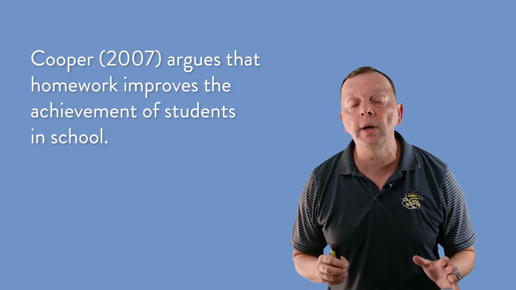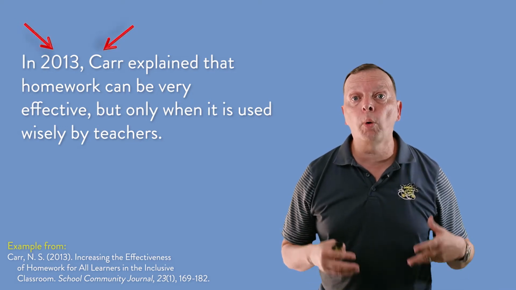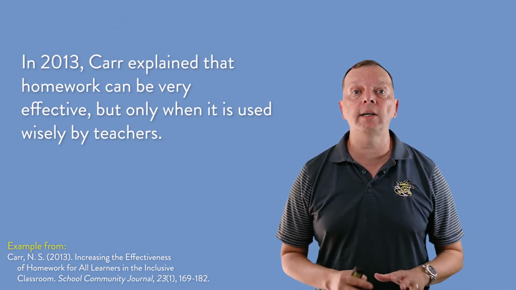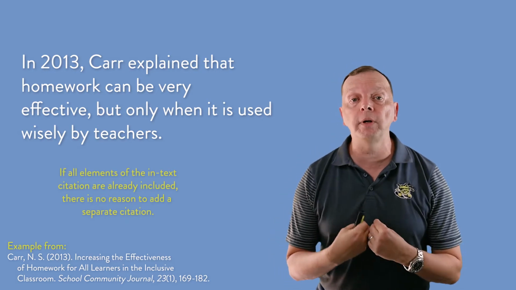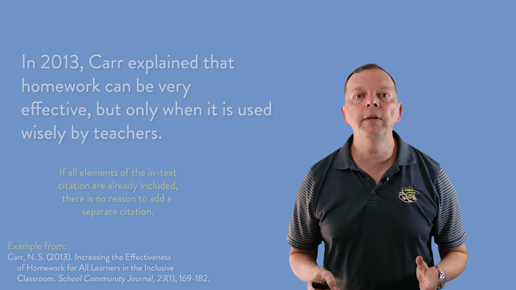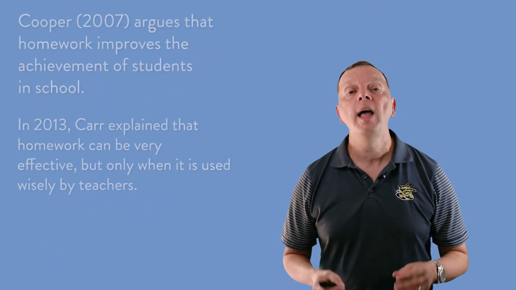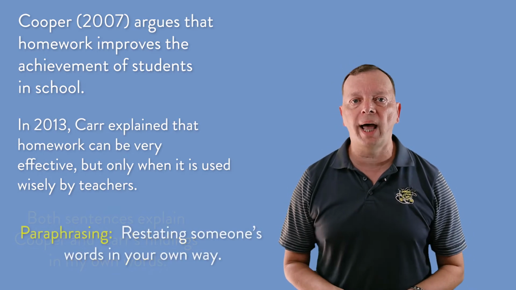In fact, there are some instances in which the name and the date of the publication are already included in the text. Here's another example. Here, both the date and the author are already included in the text, so no parentheses are actually necessary. Nor would I be in jeopardy of plagiarism because I have clearly attributed my source. Now, in these examples from Cooper and Carr, I have actually rewritten what they had in my own words. This is known as paraphrasing.